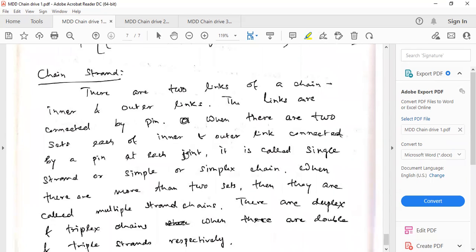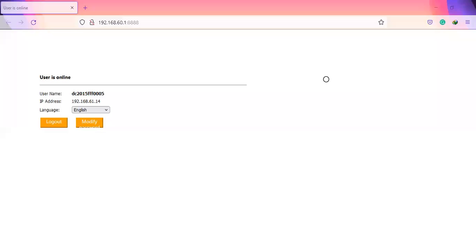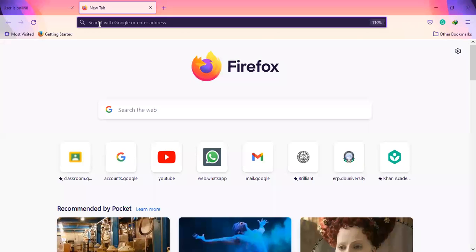Now coming to the next thing, that is called the chain strand. If I could share the entire screen, let me show you one thing. Just a moment. I can share it. So you can see the strand yourself.